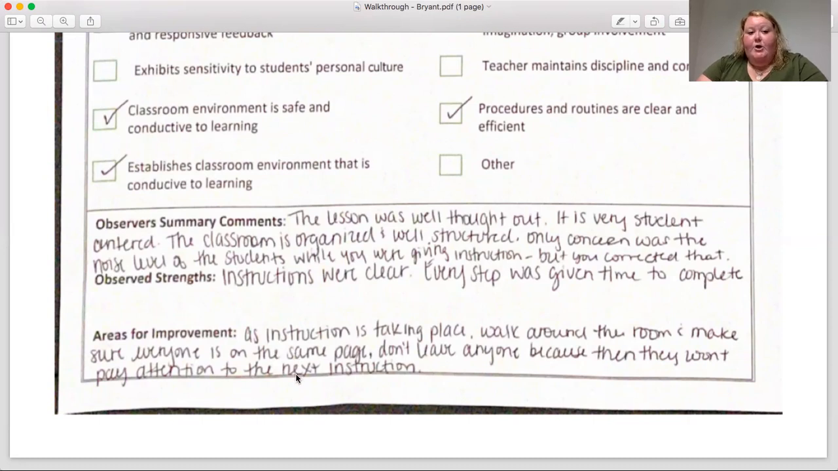You definitely monitored the classroom very well from the front of the room. Okay. So that leads me into the areas of improvement.